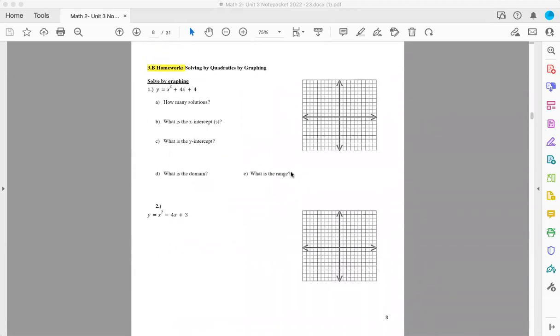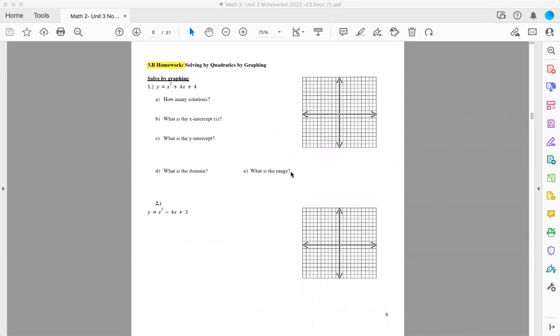The homework said solving by graphing: x squared plus 4x plus 4. How many solutions? We talked about the elements of a quadratic, the a, b, and c, and then the vertex. So we can tell by graphing where this is going to be. How do we go about it? So again, we're doing now 3B, number 1.